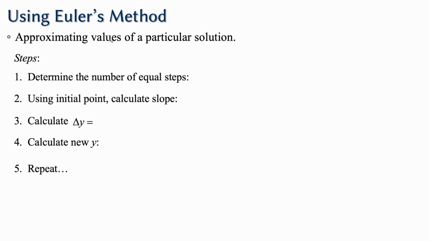So we're going to approximate the values of a particular solution. That's obviously the goal. Step number 1: determine the number of equal steps. Like I said before, we're going to take b minus a and divide the whole thing by n. This is going to be our delta x. Now, remember that our a value is that initial x. The b value is the value that we're trying to approximate in the function. So you look at what we're trying to plug in, what we're trying to figure out. So this is the value to approximate in the particular solution.